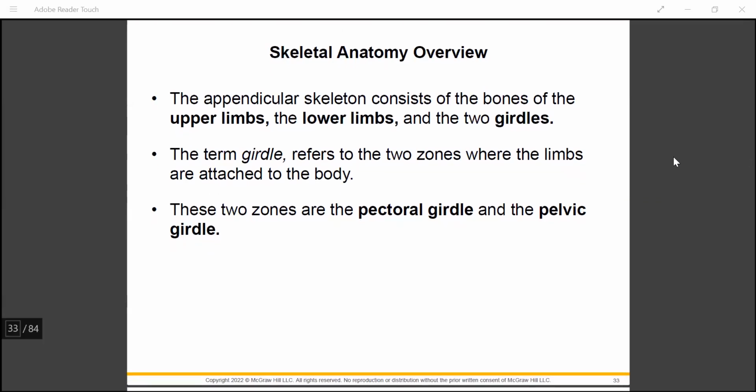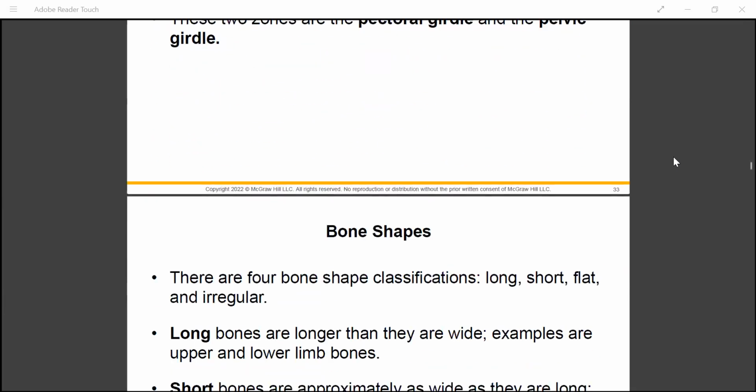Our appendicular skeleton is going to be our arms and our legs, as well as our two girdles. We have our pectoral girdle and pelvic girdle. Those are the two areas that are attached or connected to the body. Our pectoral girdle is for our upper body, our pelvic girdle for our lower body.